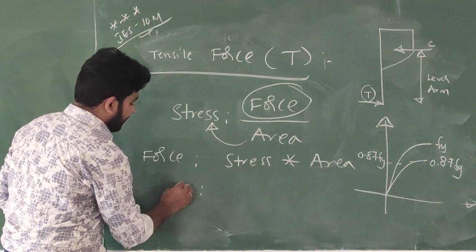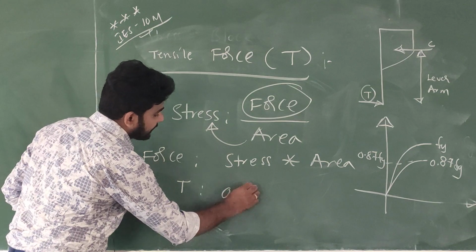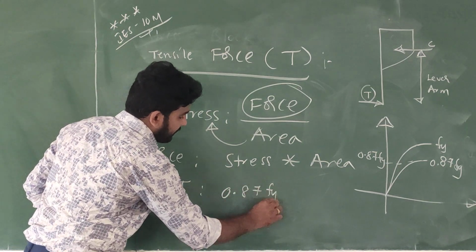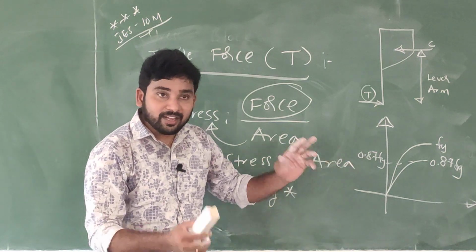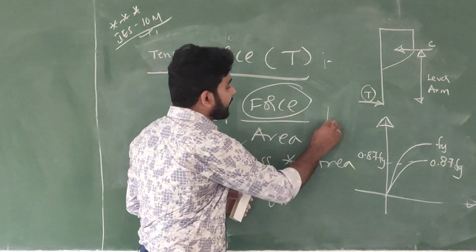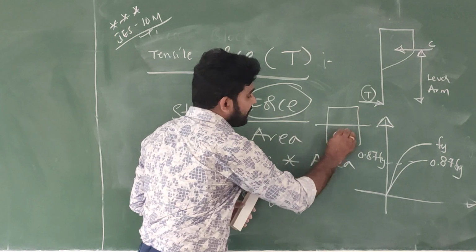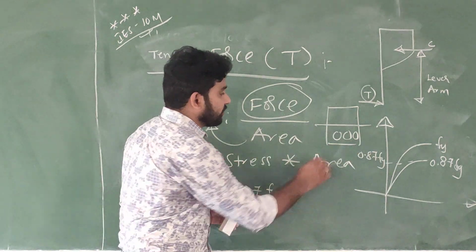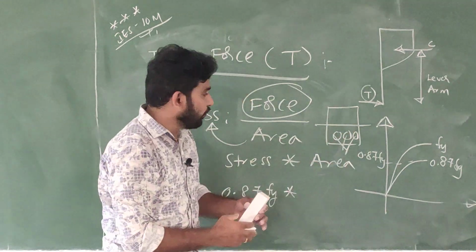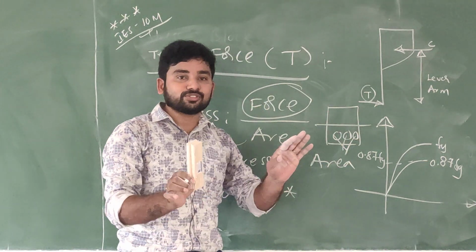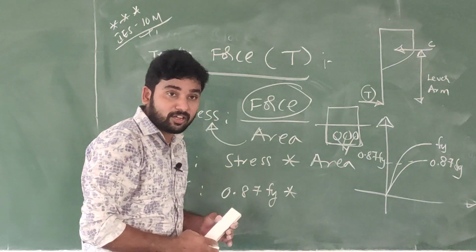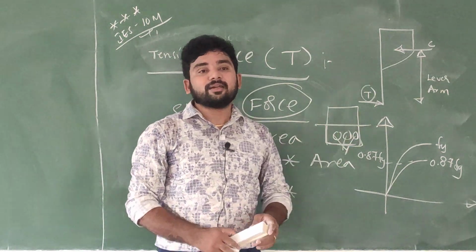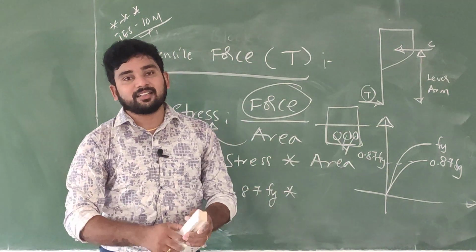So the design stress or strength is 0.87 Fy. What is the area? Which area? In the tension zone, who will take care? Steel will take care. So which area should we use? Only the steel area. We don't use the entire portion. In the tension zone the concrete is also available, but we won't consider that concrete.